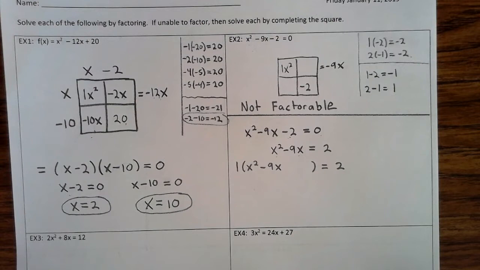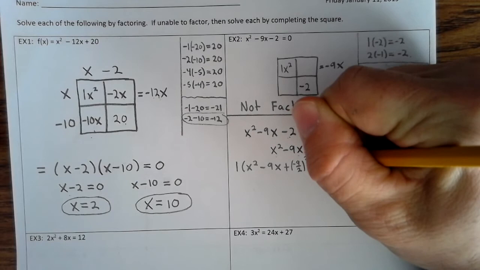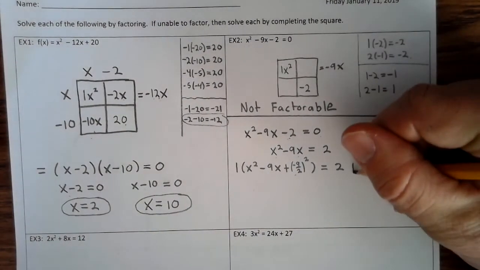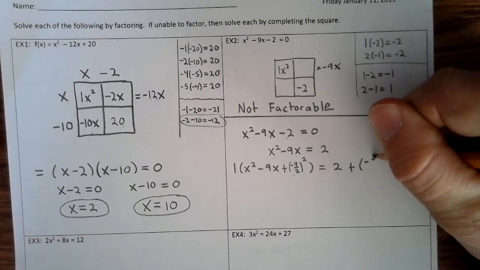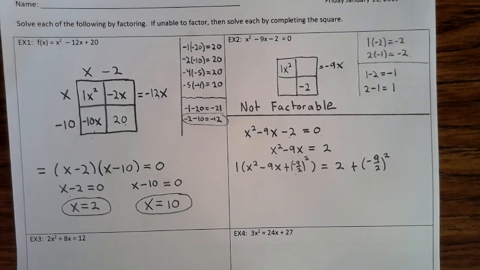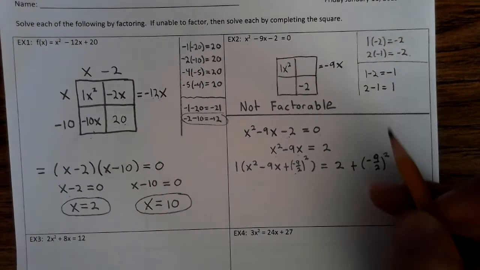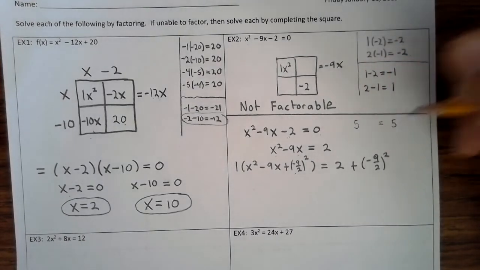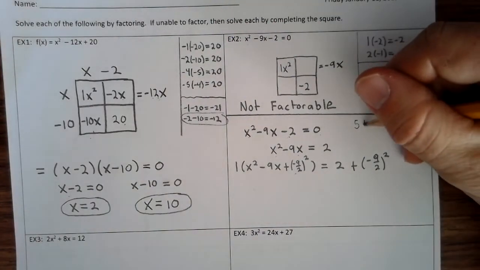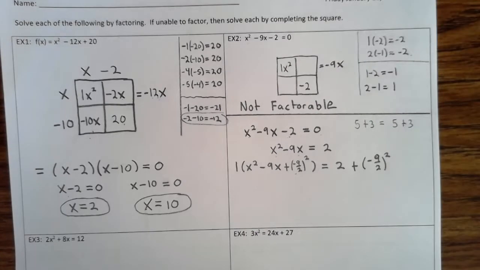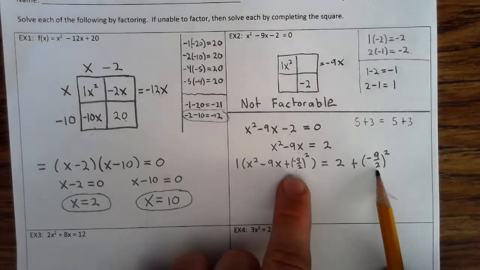Now we're going to take negative 9 divided by 2 and square it. But if you add something to one side of the equation, you have to add it to the other because of equality. Okay? And just a side note, what I mean by that is if you had 5 equal to 5, well, that's a true statement. But if I add 3 here, well, that's not true now. But if I add 3 over here, now it's true. And that's basically what I've done here.